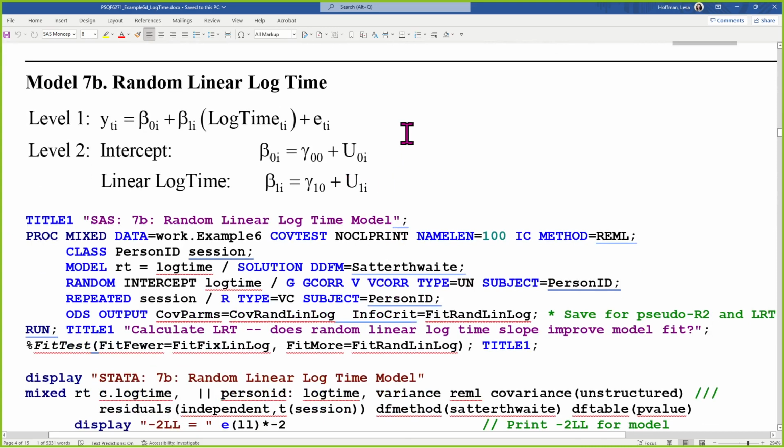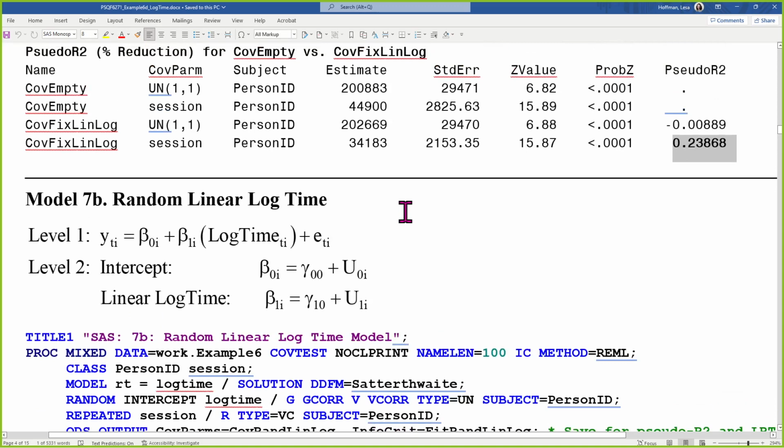And should we make it random? Why not? That seems like a reasonable thing that people would differ in their change over time. Yes, sir? Can you go back to that pseudo R-square? Because that almost 24%, it belongs to the 17% of variance within units, because we saw that the ICC is 85%, right?